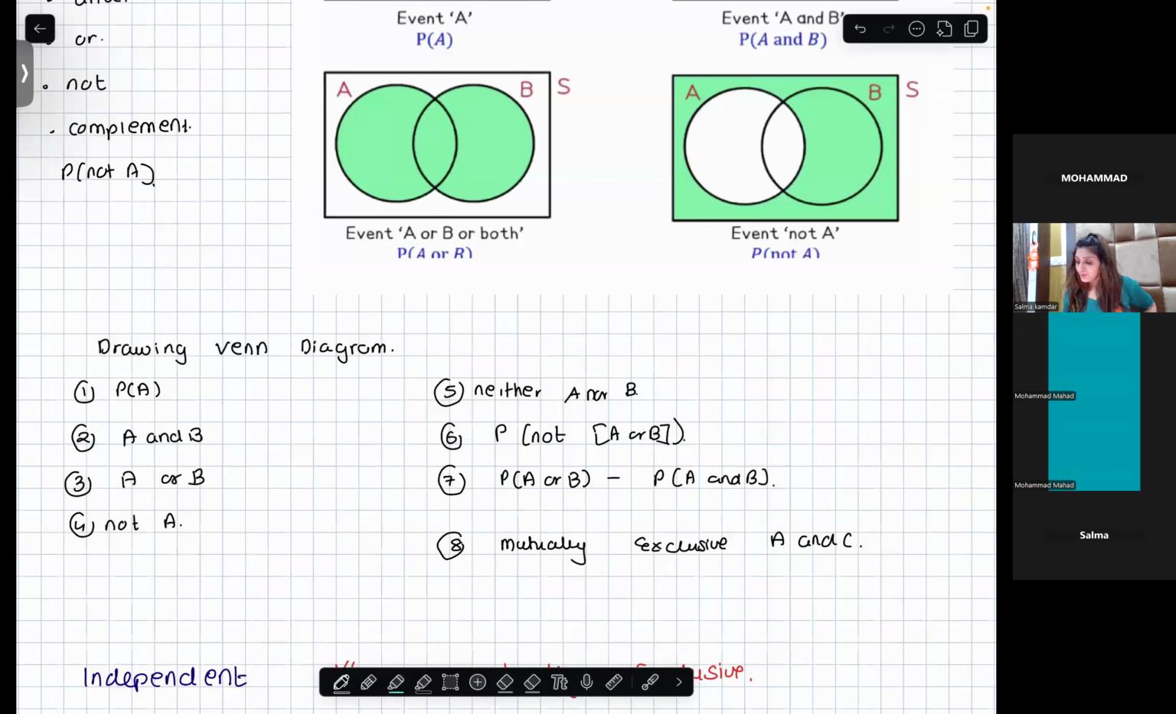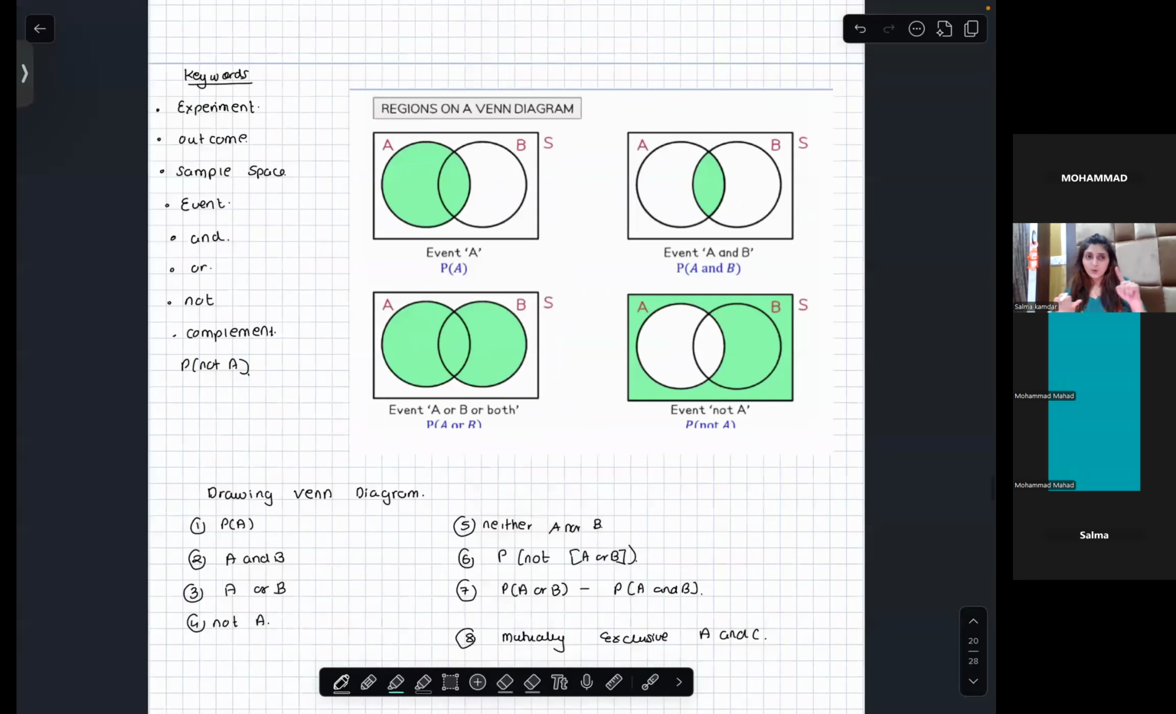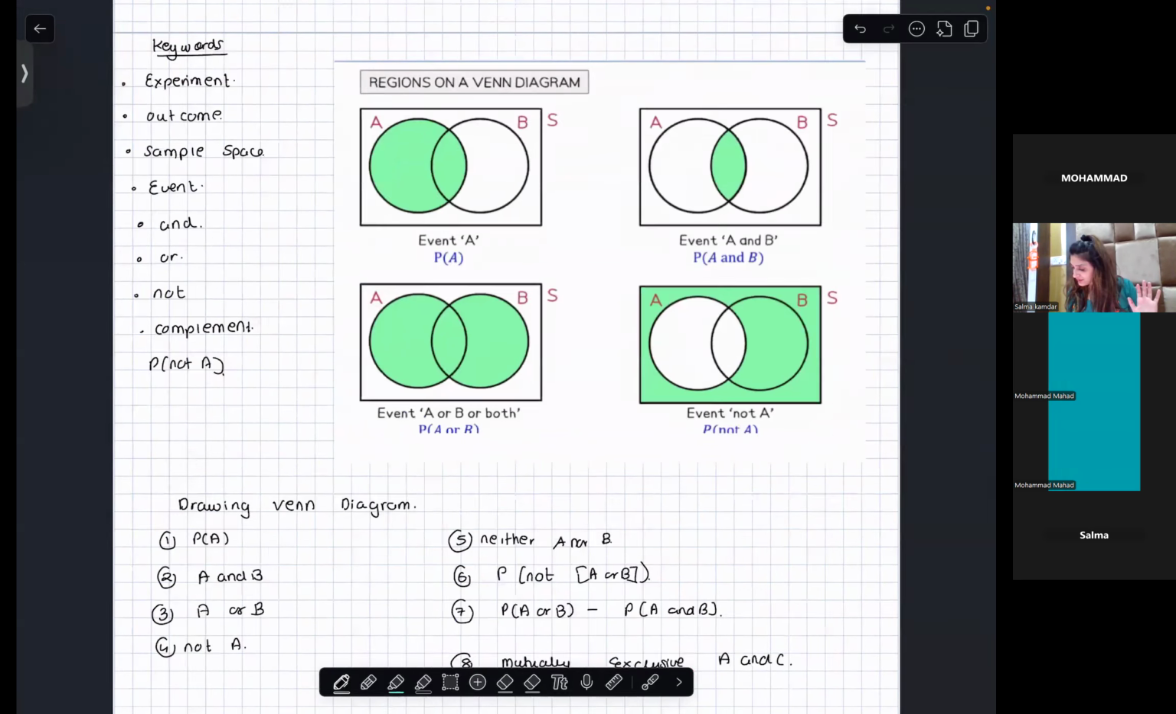This is related to probability. All the things that you should know are: what is an event, outcome, sample space, the meaning of and, or, not, complement, everything that you're seeing on the screen. These are the things that you should know. Are you with me?